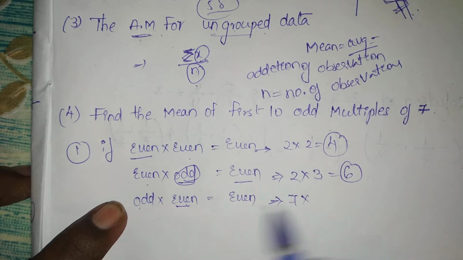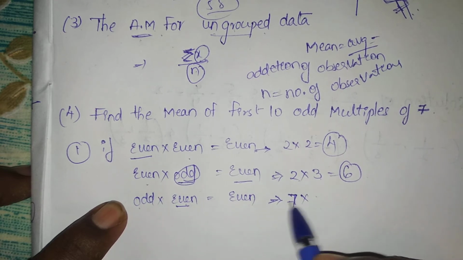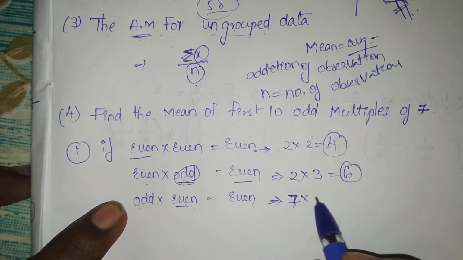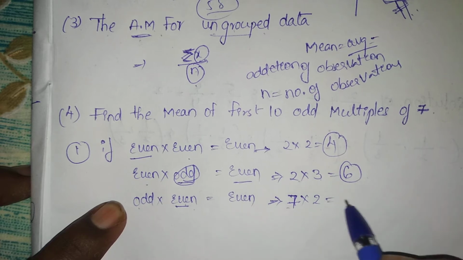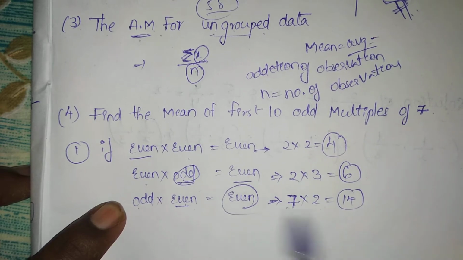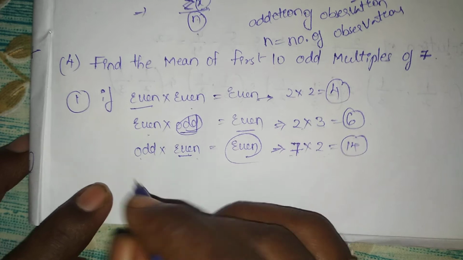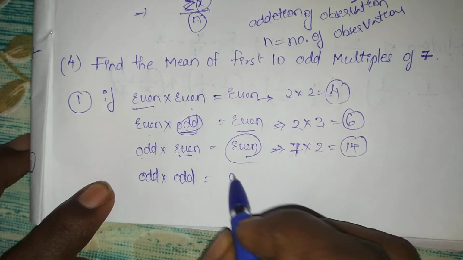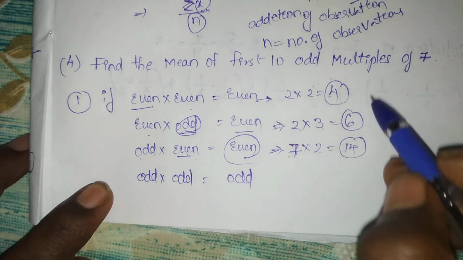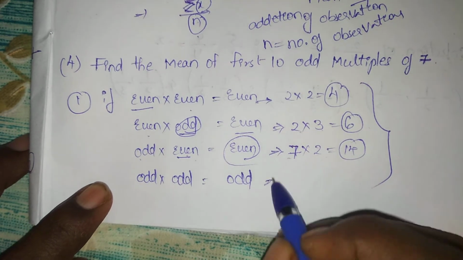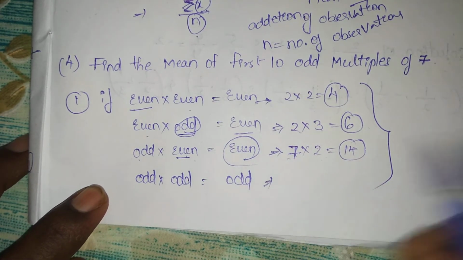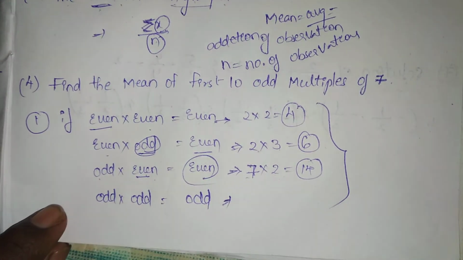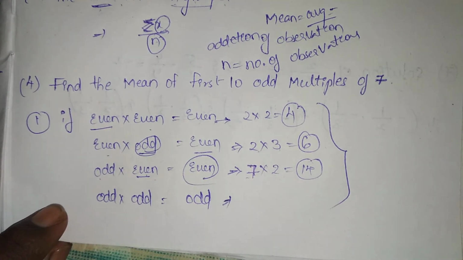Odd multiplied with an even number: let us assume that 7 is odd and the even number is 2. That is 7 times 2, which is 14, and that gives an even number. When odd is multiplied with odd, it gives odd. These are the rules you have to know in the examination hall to make things easy.